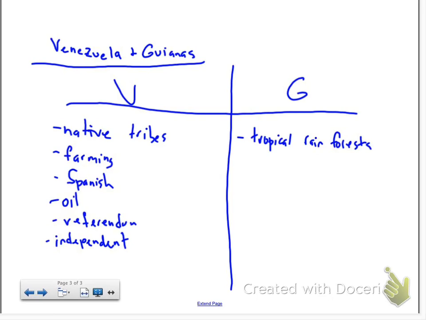Let's talk about the people. So here we got Spanish. Well, they have native people there too. Julie? Very diverse population. Anything else? Jackson?